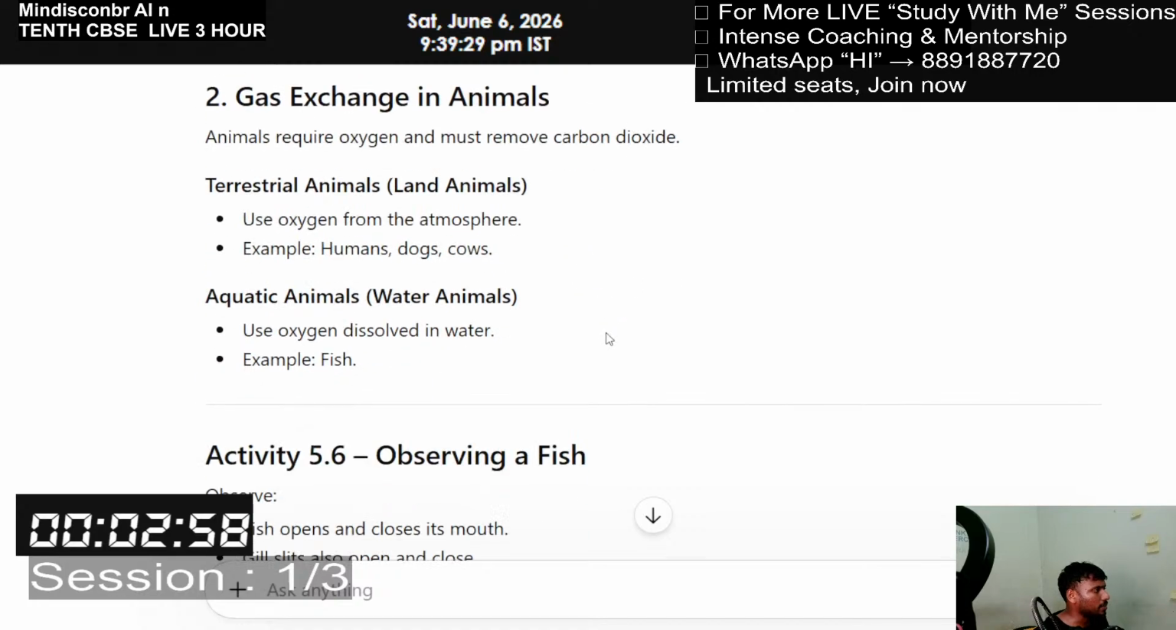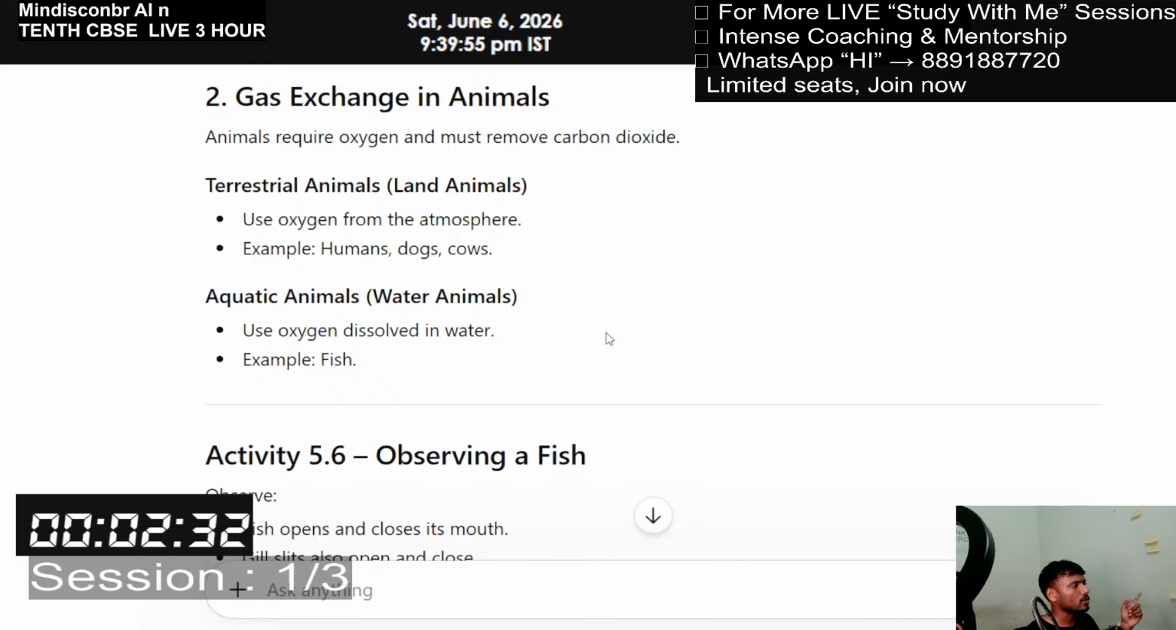And gas exchange in animals. Animals require oxygen and must remove carbon dioxide. Terrestrial animals, land animals. Animals are the same as us. What do we do? We inhale oxygen and exhale carbon dioxide.